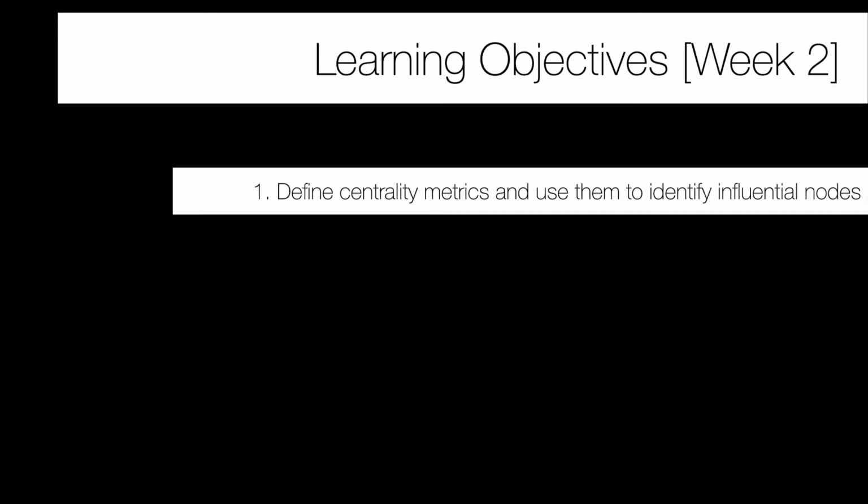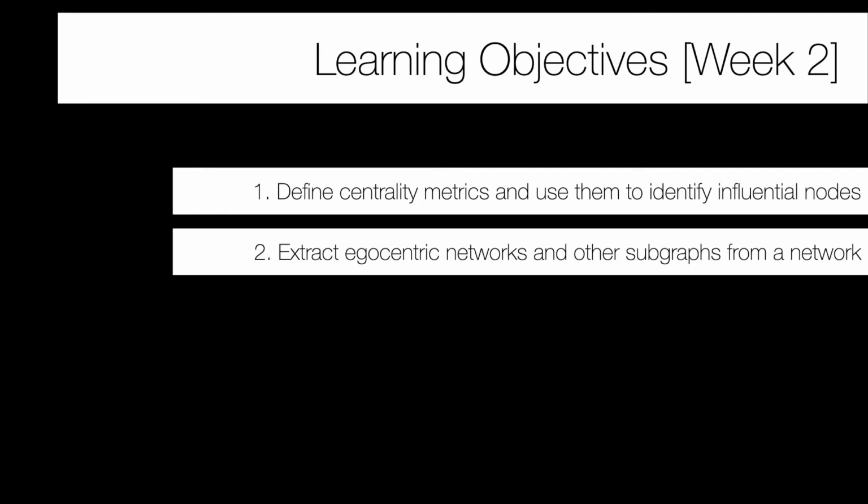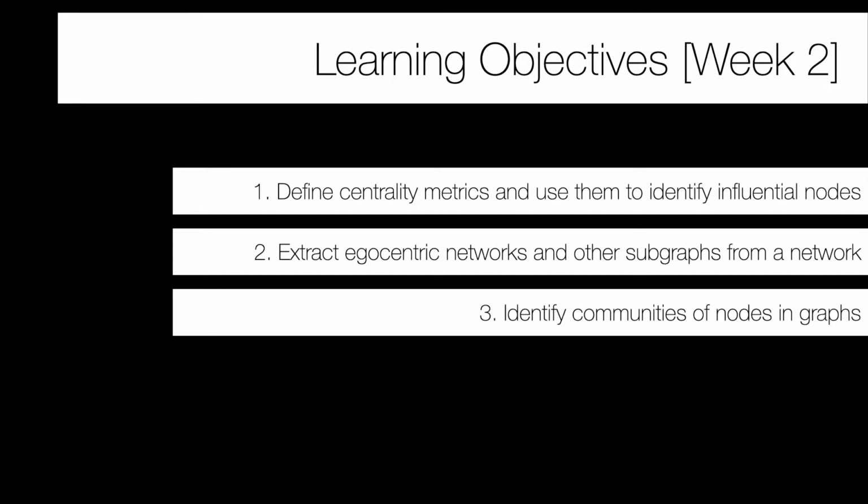This week, we'll be doing 3 different objectives where we'll define centrality metrics and use them to identify influential nodes. We'll extract egocentric networks and other types of subgraphs from a network, and then we'll talk about identifying communities of nodes in graphs, which will help in the graph characterization and visualization aspects.